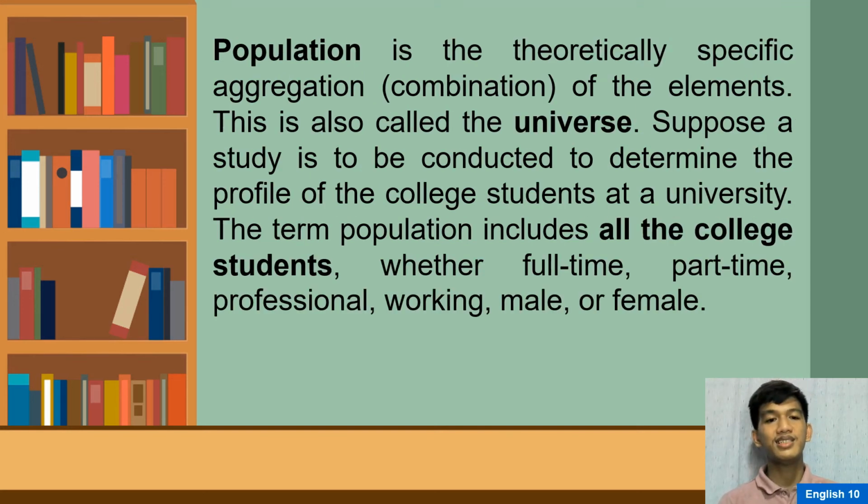Now let's have the population. Population is the theoretically specific aggregation or combination or collection of the elements. This is also called the universe.